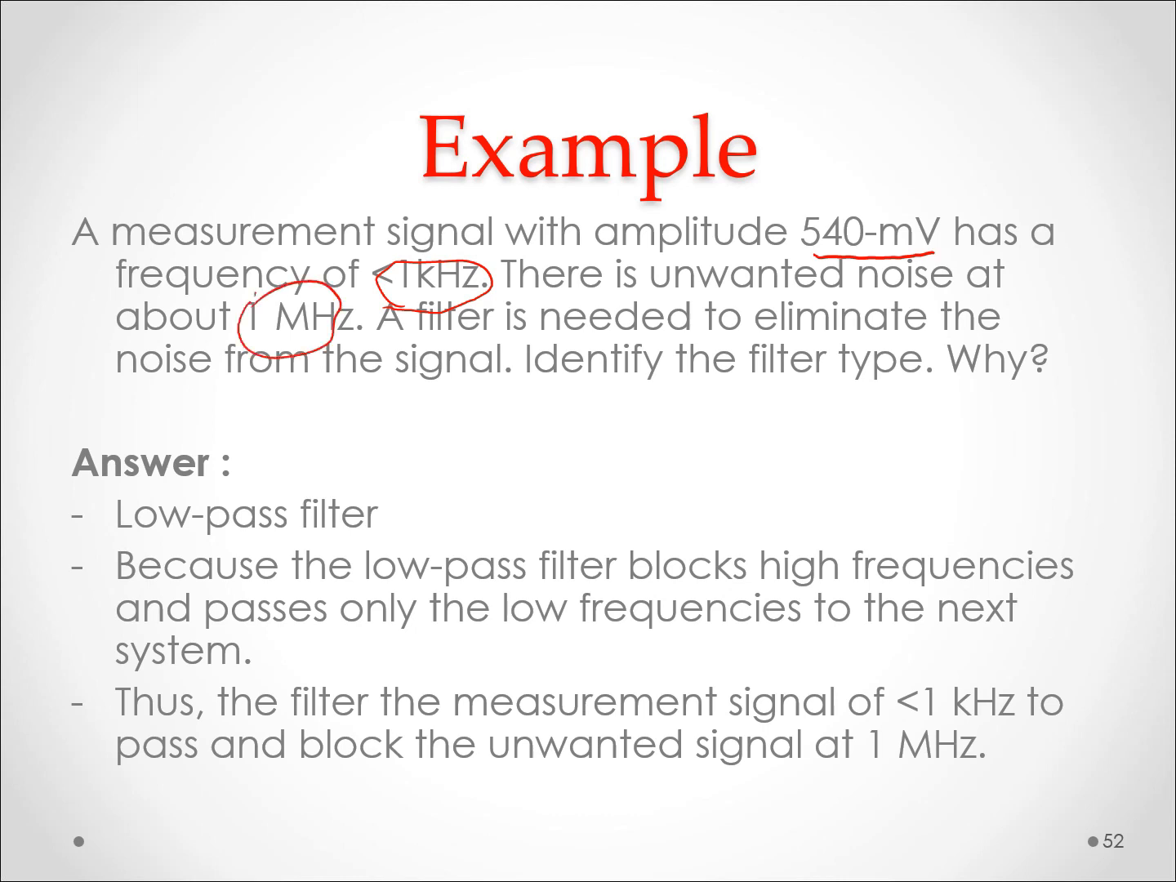From this information, we can say that in this example, we need a low-pass filter. Why a low-pass filter? Because the low-pass filter will block the high frequencies and pass only the low frequencies to the next system. Thus, the filter needs to pass 1 kHz signals and block the 1 MHz signals. It means it will pass the low frequency and block the high frequency. That's why, in this case, a low pass filter is suitable for this situation.